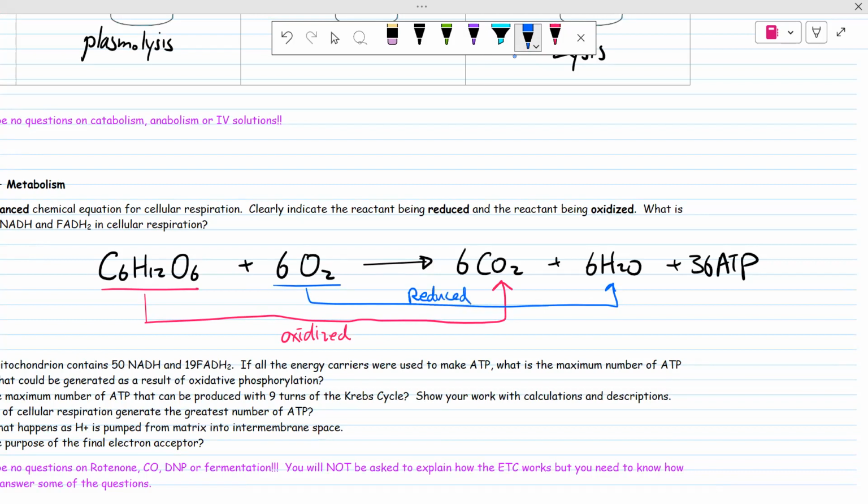Bring some colors to the test. It will probably help you, make the solution a little bit easier to read. I mean, you don't have to, but you could. And a calculator is also okay with me. Don't use your phone though. If you're going to use a calculator, use a regular calculator.